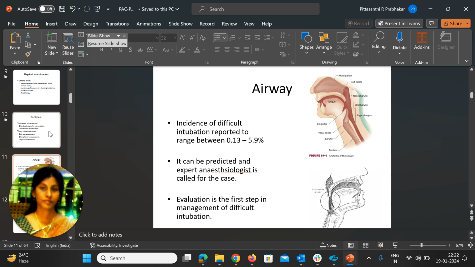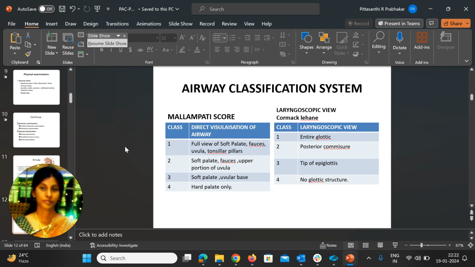Coming to the airway, the incidence of difficult intubation is reported to range between 0.13 and 5.9%, and it can be predicted, and an expert anesthesiologist is called for the case. So, evaluation is the first step in the management of difficult intubation. It is assessed by two: Mallampati grading and laryngoscopic view by Cormack-Lehane grading.